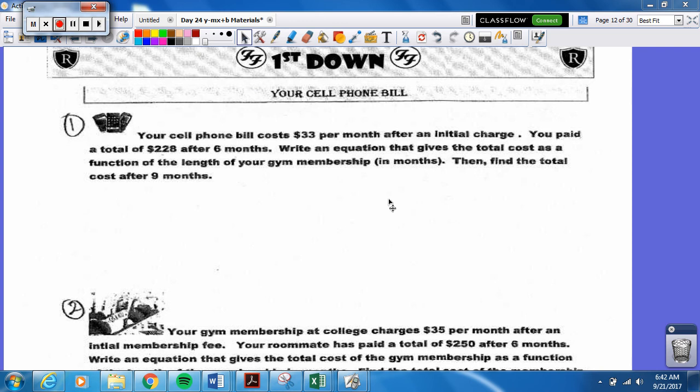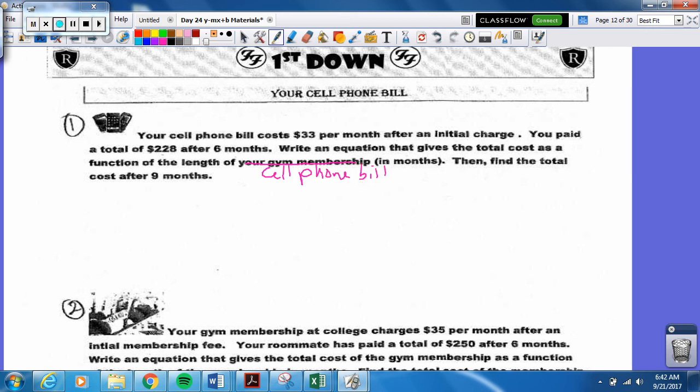Here we go. So now we're doing linear equations to another level. No problemo. Let's do it. Always start with the word problem. Let's check it out. Oh, by the way, this gym membership should be cell phone bill fixed in your problem before we read it. Sorry about that.